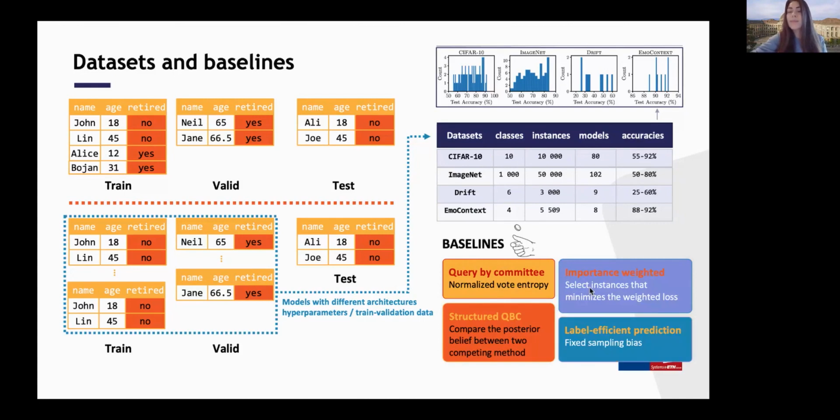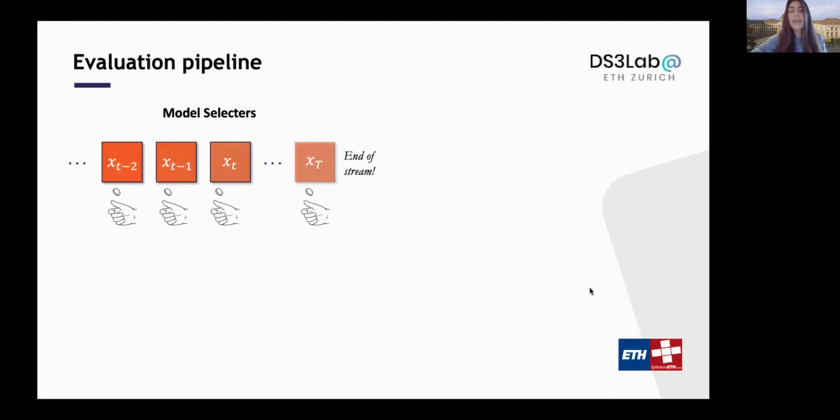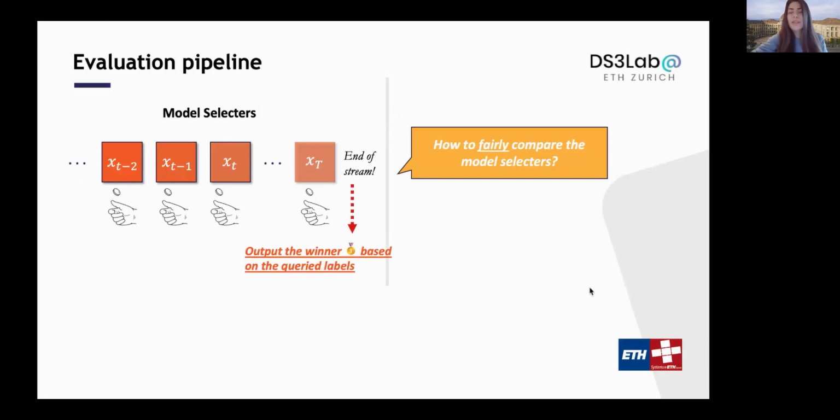And finally, there is label efficient prediction, which is a regret minimization approach, and that is simply a fixed sampling bias in this case. And how did we evaluate it? I want to go through the setting briefly. We have many model selector approaches, baselines and Model Picker, and we have a streaming instance. At every instance, we just flip a coin. And this goes on, and at the end of the stream, all these model selectors output the winner. So then the question is, how do we compare these model selectors? Because they will query different amounts of labels.